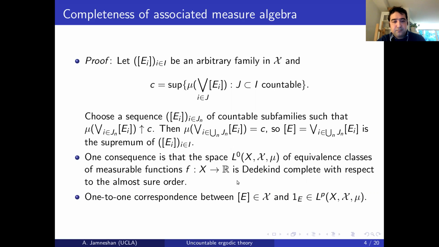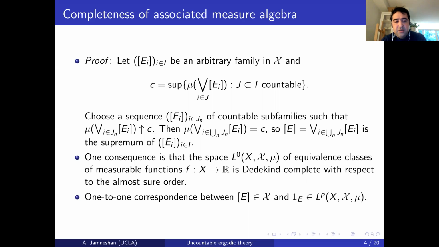There is a consequence of this result, and that is that the space L0 of that probability space, so of equivalence classes of real valued measurable functions, is Dedekind complete with respect to the almost sure order. So that means that any bounded set in the almost sure order of measurable functions has a supremum and an infimum. So that set can, of course, also be uncountable.